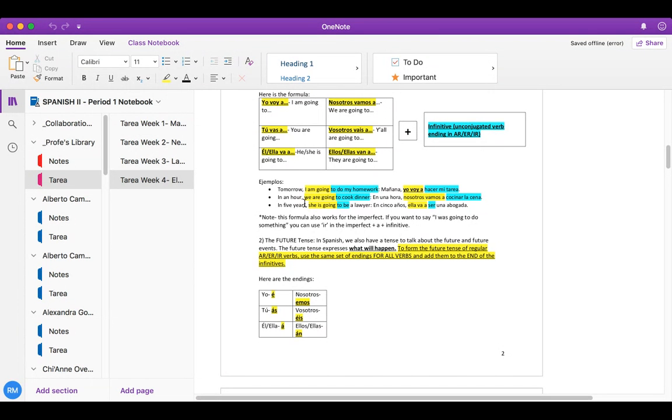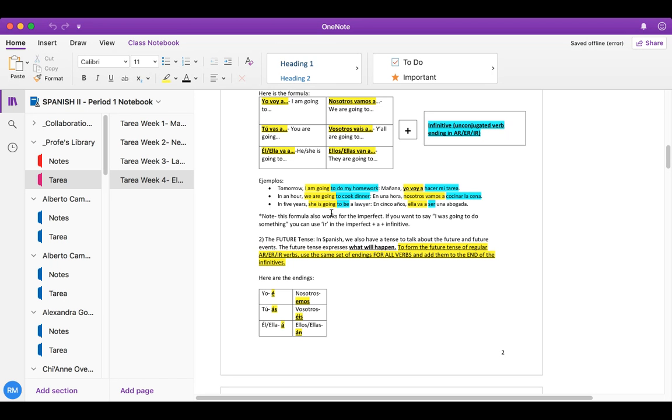Okay, in an hour, we are going to cook dinner. En una hora, nosotros vamos a cocinar la cena. Okay, nosotros vamos a, we are going to. This comes from the ir part of the ir plus a plus infinitive formula. And then cocinar la cena, to cook dinner, right? It shows up just like it does in Spanish, to cook dinner here in English. Cocinar la cena, to cook dinner. This is an unconjugated verb. It ends with AR. It is an infinitive.